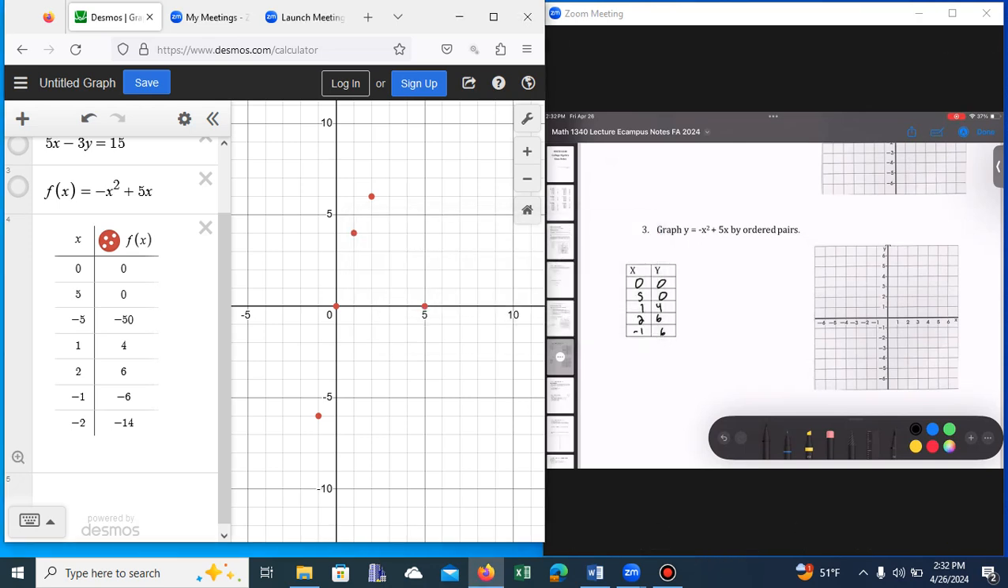Right. And so we turn on the graph and we see that it goes through all those points. Okay, this is a parabola as well, or quadratic. It's upside down though.